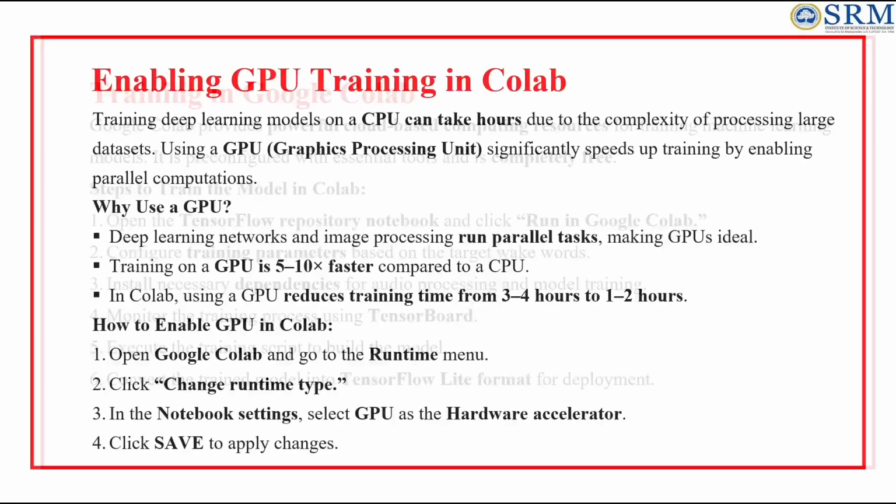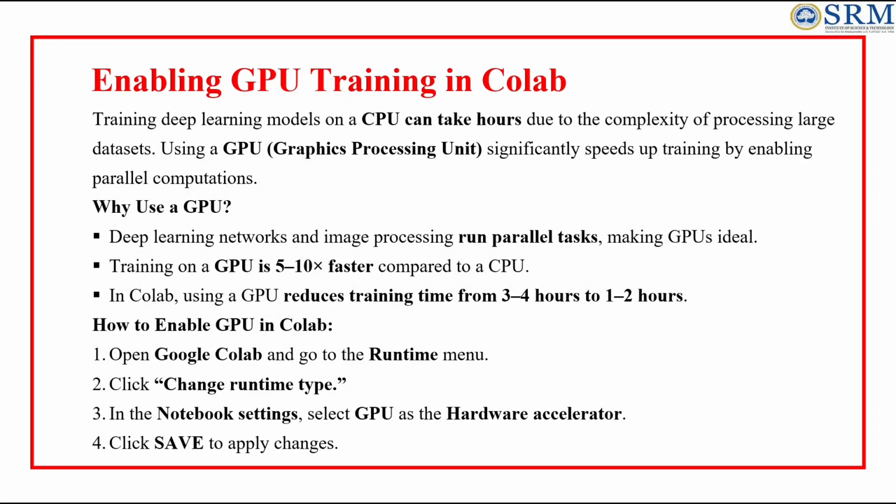Okay, let's see enabling GPU training in Colab. Training deep learning models on a CPU can take hours because processing large datasets is computationally expensive. A GPU, or graphics processing unit, can dramatically speed this up by handling many operations in parallel. GPUs are especially effective for deep learning tasks like image and audio processing, where parallel computations are common. In practice, training on a GPU is often 5 to 10 times faster than on a CPU.